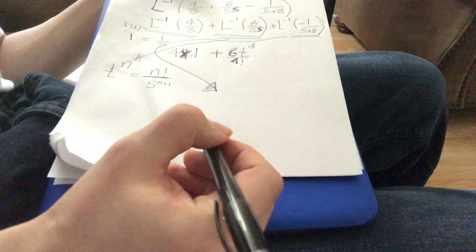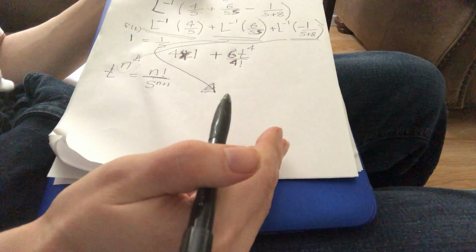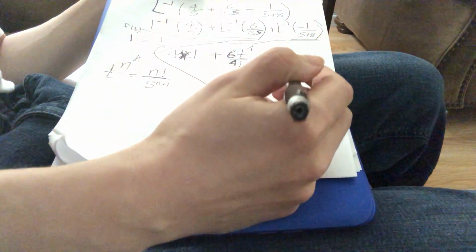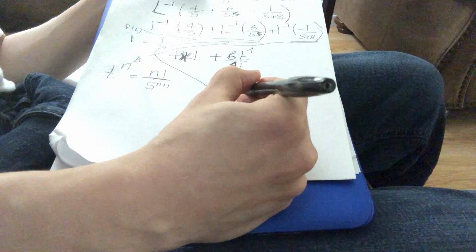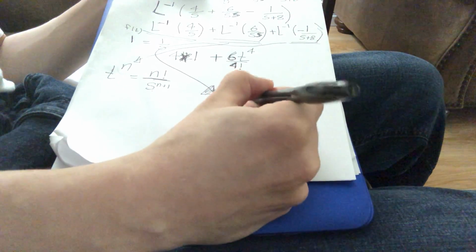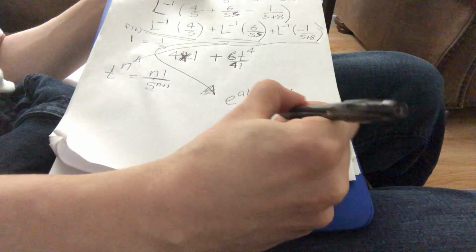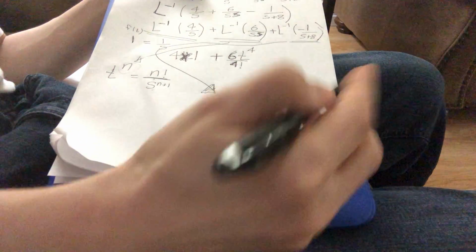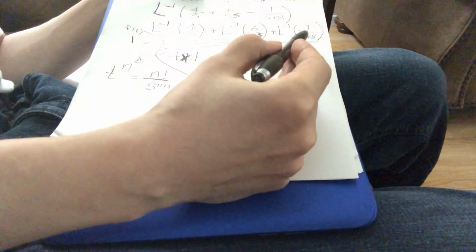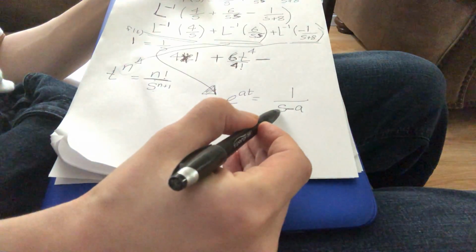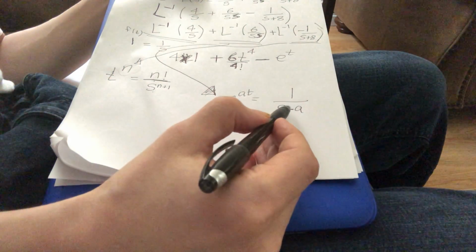The last one, this one here, the rule we use for this one would be e to the at, which equals 1 over s minus a. You already have it in this form. So there is the 1, but minus, so we put a minus. There is s, so I know it's e to the t. All I need to know is what is a. According to this, minus a is 8, so a is minus 8.